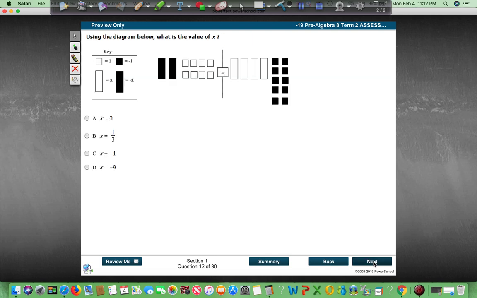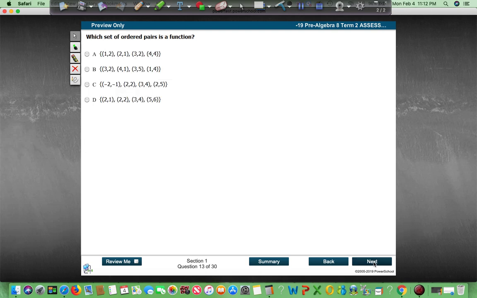Question 12. Using the diagram below, what is the value of x? Question 13. Which set of ordered pairs is a function? Remember to pause the video and mark your answer on your paper.